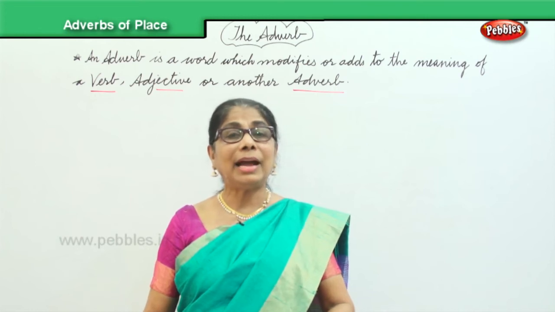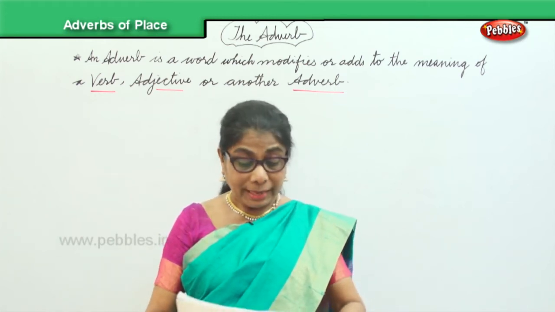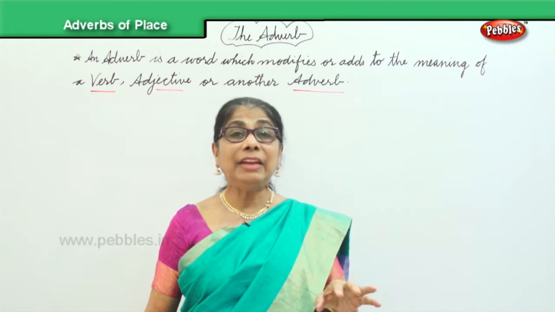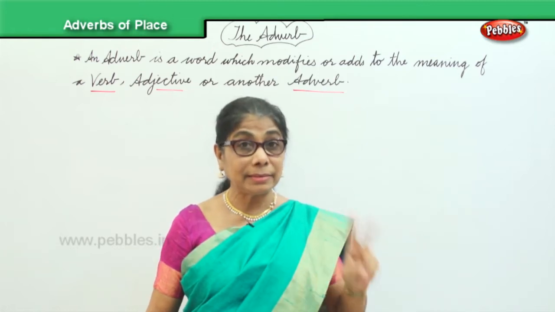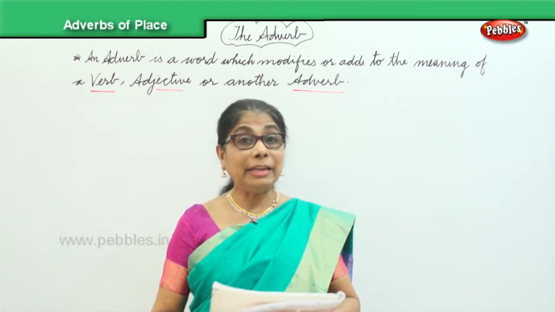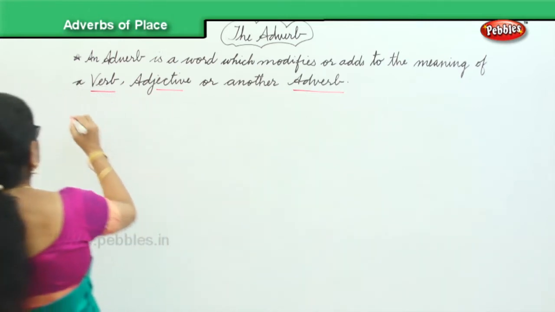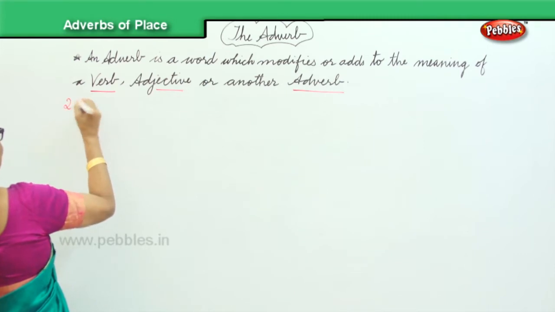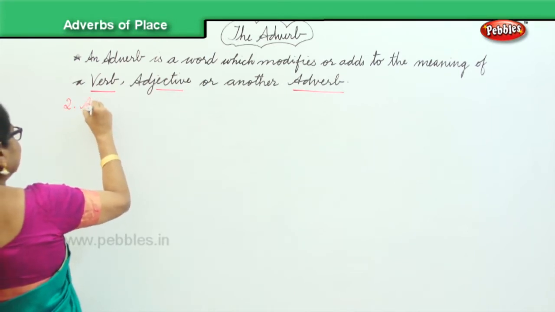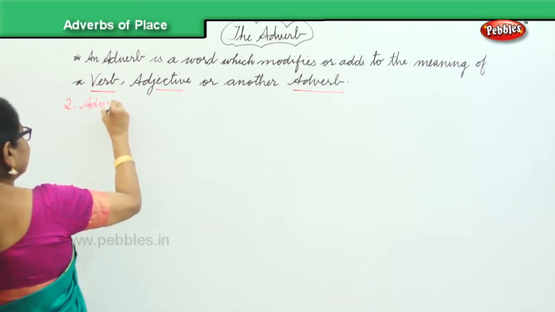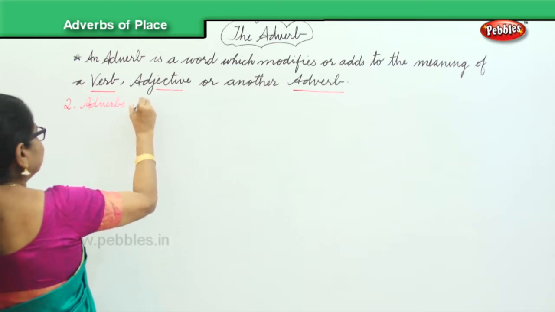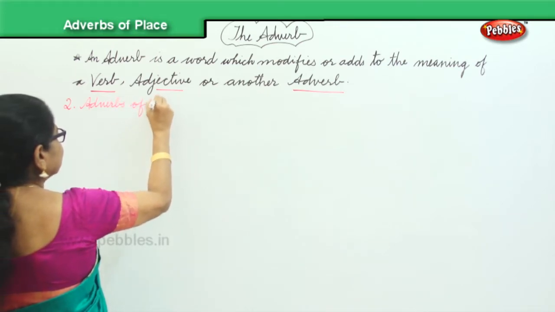We had done adverbs of time. Now we are going to do adverbs of place. That's the second kind of adverb. Adverbs of place.